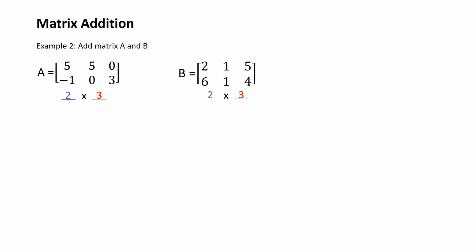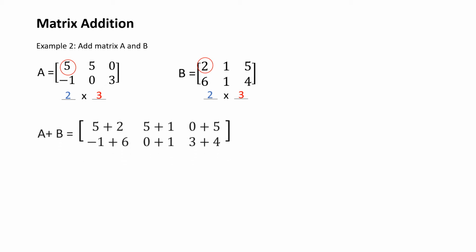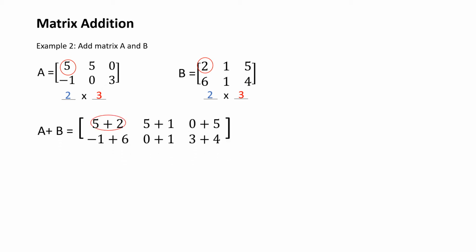Since we are going to be adding the corresponding entries together, let's look at the first entry in matrix A and matrix B in row 1 and column 1. The value in row 1 and column 1 for matrix A is equal to 5, and in matrix B is equal to 2. Therefore, the value in row 1 and column 1 in matrix A plus B is going to be equal to 5 plus 2.